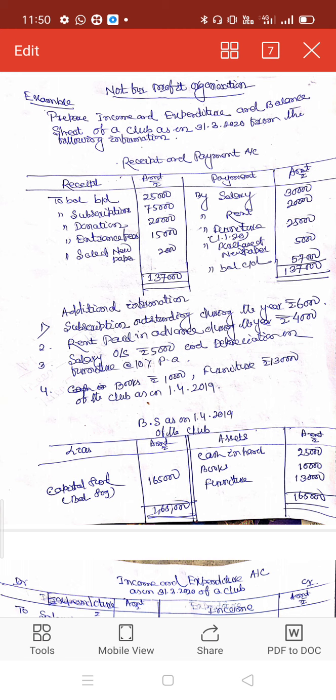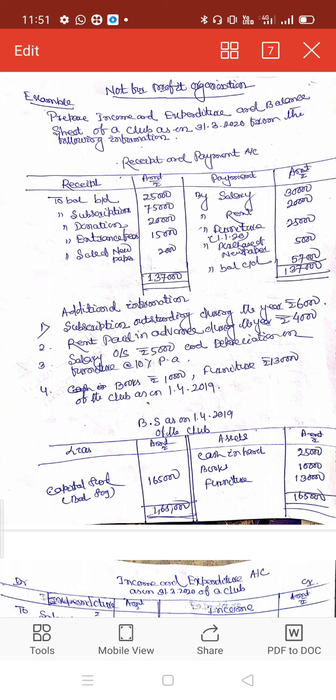When you calculate depreciation, we have to remember two things: 1,30,000 was utilized for the full year and 25,000 was utilized for 3 months. So, 1,30,000 into 10 by 100 is 13,000, and 25,000 into 10 by 100 into 3 by 12 is 625. The total depreciation is 13,625. And by subscription 75,000, add outstanding 6,000, that is 81,000; by donation 20,000, by entrance fee 15,000, by sale of newspaper 2,000. So our income side is 1,18,000, and it is more than the expenditure side. So we write to surplus, excess of income over expenditure, transferred to capital fund, that is 48,375.